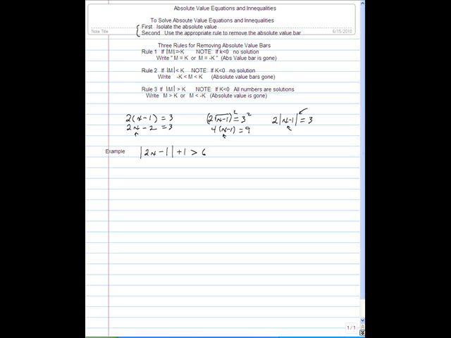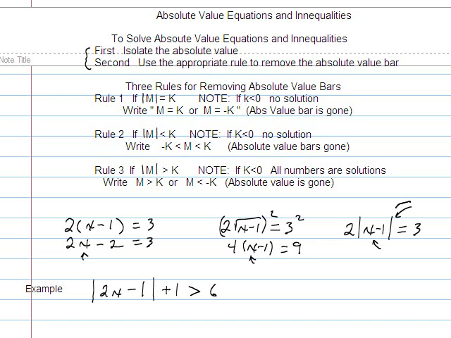Rule 2 tells you what to do if it's an absolute value inequality and the inequality is the less than. It says if you've got the absolute value of some mess is less than k, then you write negative k is less than the mess is less than k. And notice again, in the second line, you've gotten rid of the absolute value. And that's what you're trying to do. You're figuring out, how do I get rid of this absolute value? And these rules are telling you how to do it.